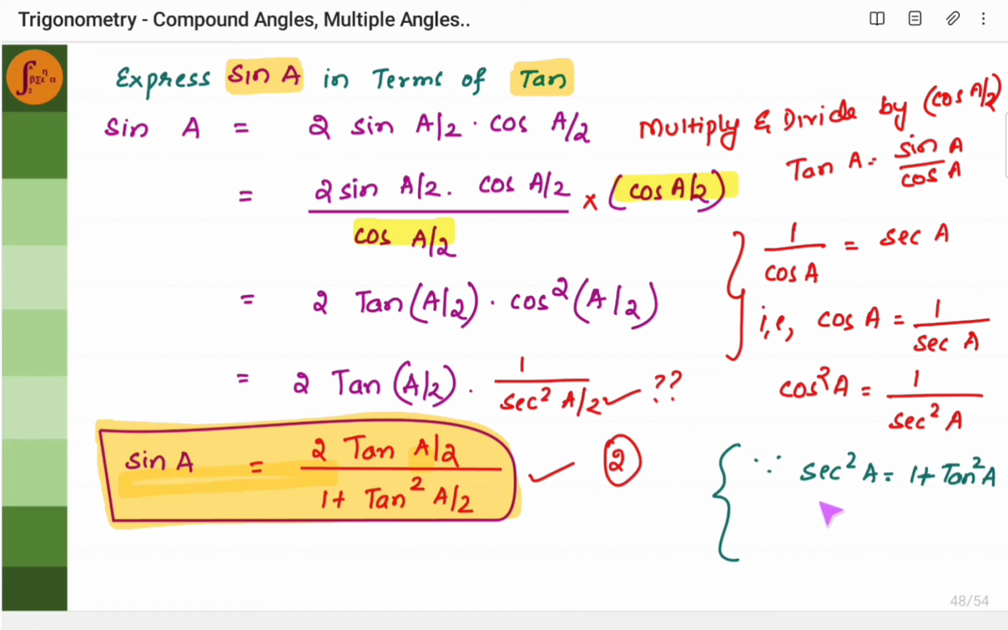There is another formula. Secant square A is 1 plus tan square A. So you'll have to memorize this. You can derive this formula also.